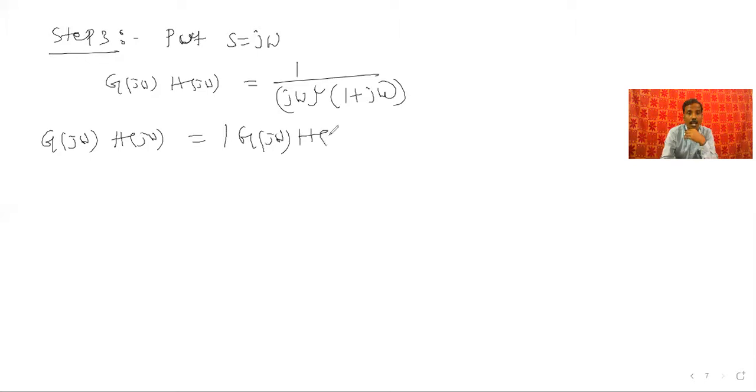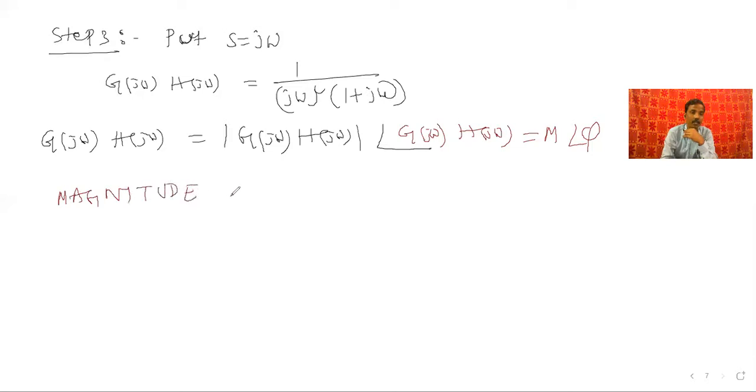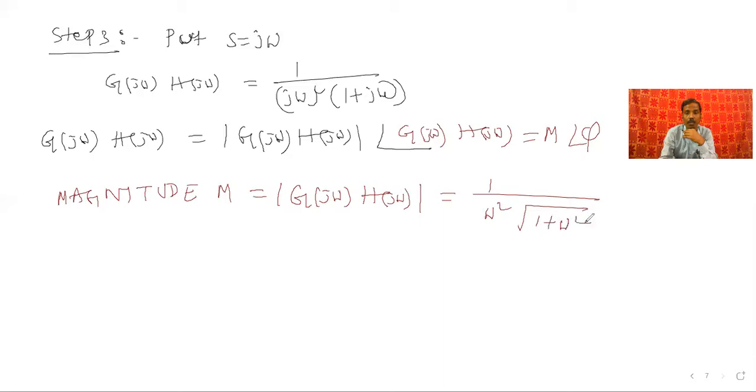G(j omega)H(j omega). And this is equivalent to again M into phi. So magnitude M equals to mod of G(j omega)H(j omega) equals to what? Equals to 1 by omega square root over 1 plus omega square.